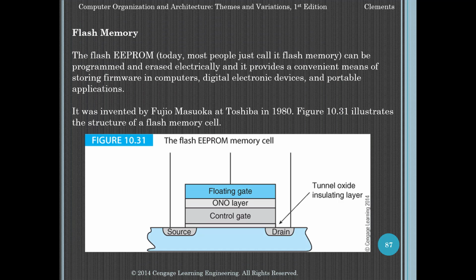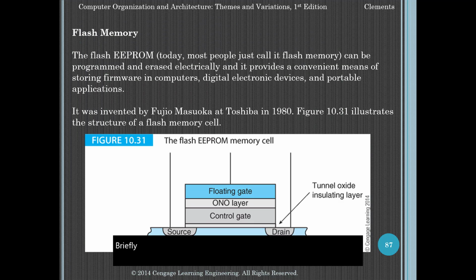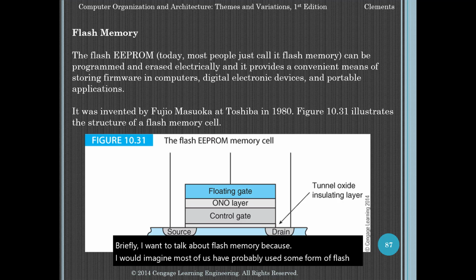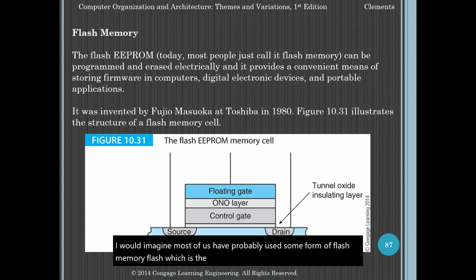Now, briefly, I want to talk about flash memory, because I would imagine most of us have probably used some form of flash memory. Flash, which is the EEPROM type memory, and most people just call it flash memory, can be programmed and erased electrically and provides a really convenient means of storing firmware and computers on our digital electronic devices, portable applications, and really it comes down to this structure of a flash memory cell.